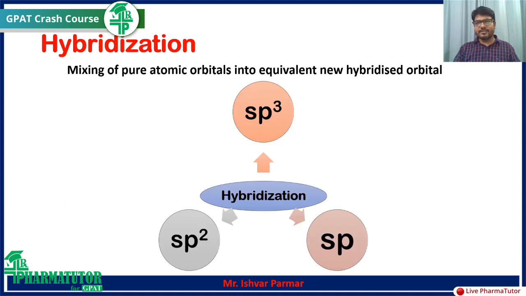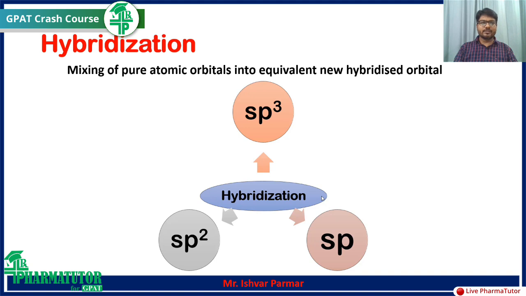So, what is hybridization? Hybridization means mixing of pure atomic orbitals into equivalent new hybridized orbitals. These are sp3, then sp2, then sp. There are other orbitals like d and f. Organic chemistry deals with carbon, nitrogen, sulfur, oxygen, hydrogen. All these atoms deal only with s and p atomic orbitals. So we are dealing with sp3, sp2 and sp.